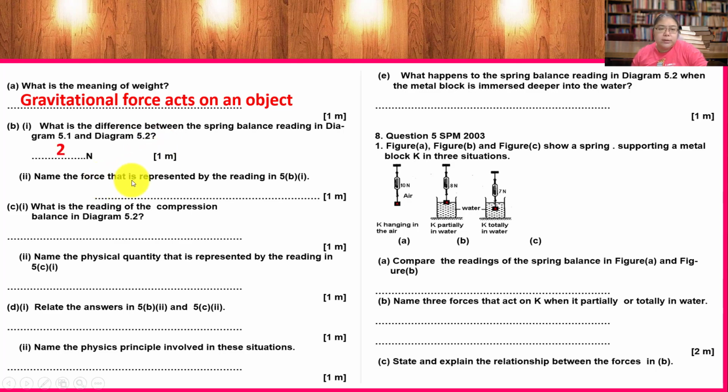Okay, name the force that's represented by the reading in B1. That means the 2 Newton actually is what? That one is actually buoyant force.